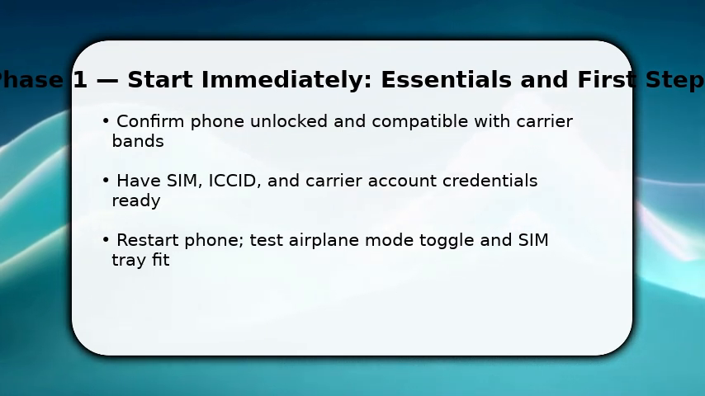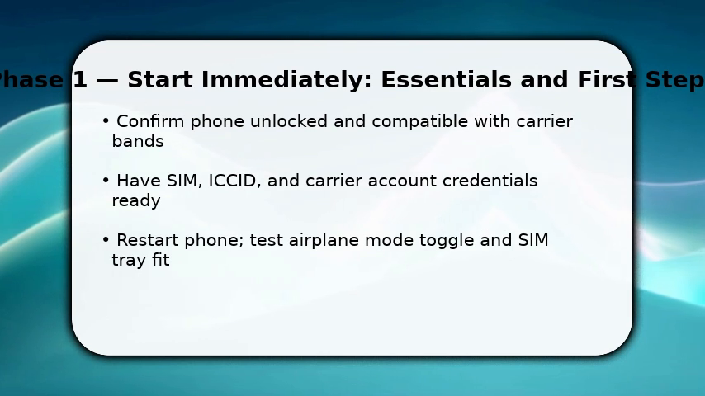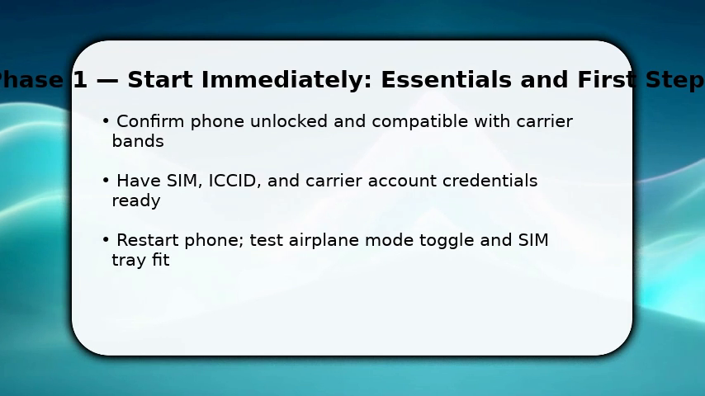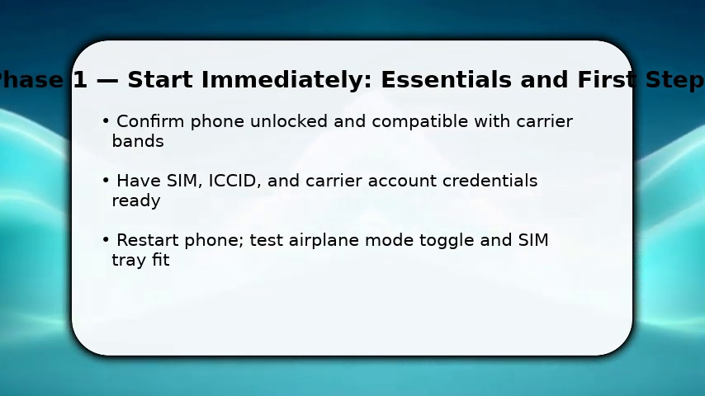If the SIM tray feels loose, reseat it. A poor connection often causes not provisioned errors. Now power on and watch for carrier signals while you move to the next configuration step.